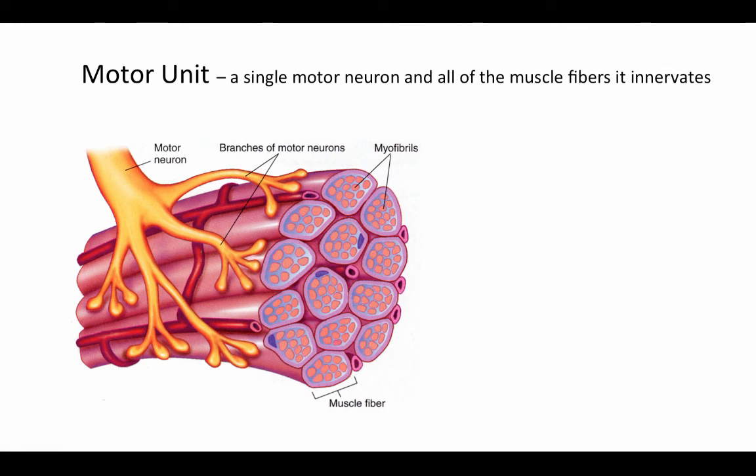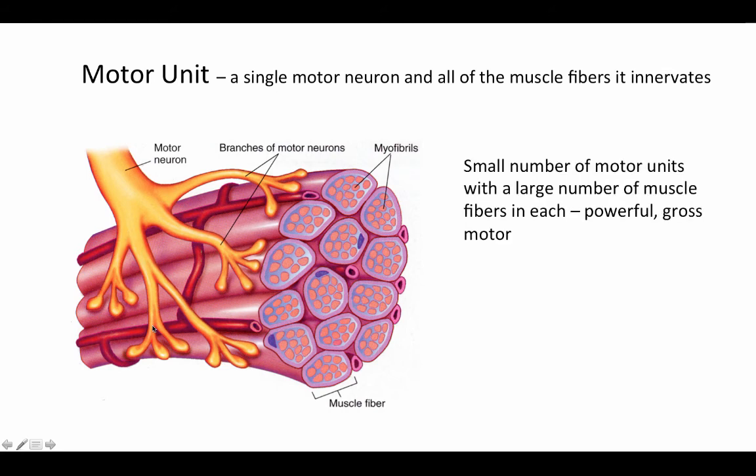You can have different sizes of motor units. You can have different numbers of these axon terminals coming from the same axon. So you can have a small number of motor units with a large number of muscle fibers in each. So this would be a bunch of these little axon terminals coming from the same axon. And you would have the situation in muscles where powerful gross motor movements are needed. So you can think of this as being the large quadriceps muscles in your legs are going to tend to need to produce a lot of force for the kinds of movements that we see in walking and other gross motor tasks.